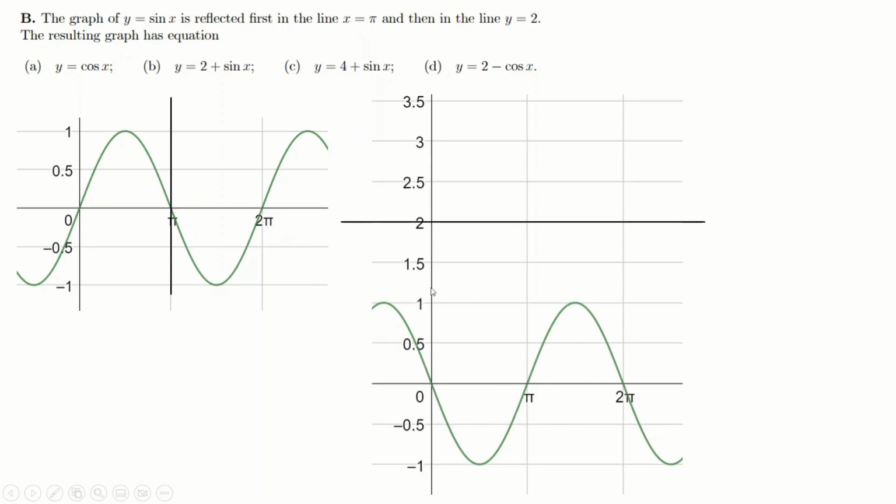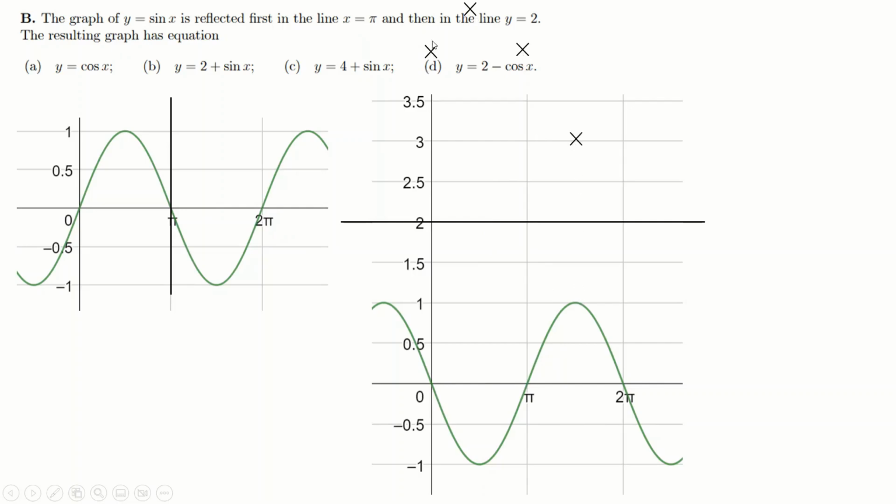So now 0 is 2 away from it, so 0 reflects all the way up to here at about 4, if that's roughly where 4 is. And then this minus 1 here, that's 3 away from here, so it reflects all the way up to 5. And then this pi here at 0, that reflects 2 upwards from here because it's 2 away. That reflects to there. And then this is only 1 away from the line, so that reflects up to here.